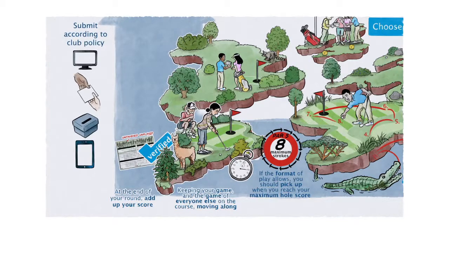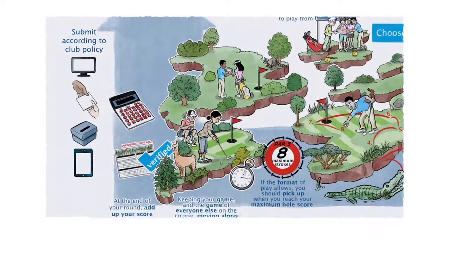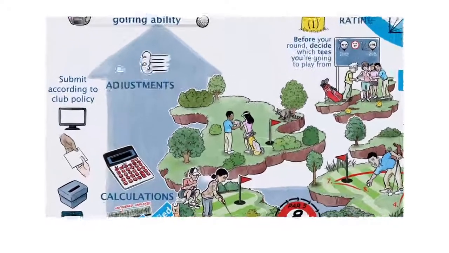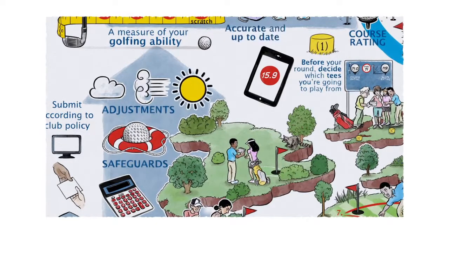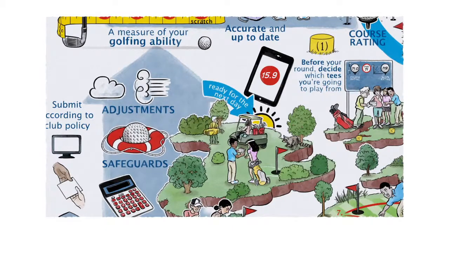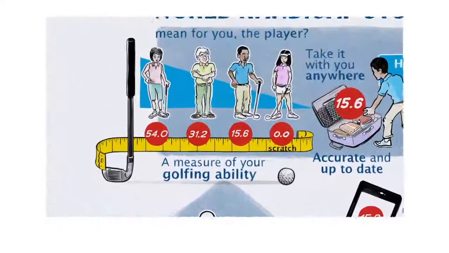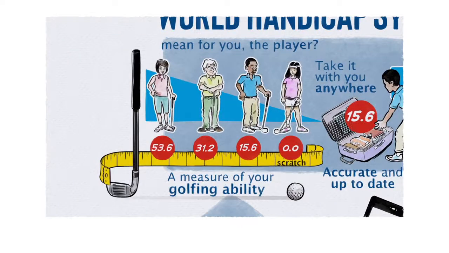By submitting your score as soon as possible, you ensure all necessary calculations, adjustments and safeguards can be applied, giving you an accurate, up-to-date handicap index ready for the next day or soon after. The more scores you submit, the more accurately your handicap index will reflect your ability.